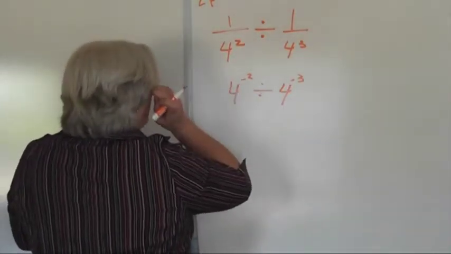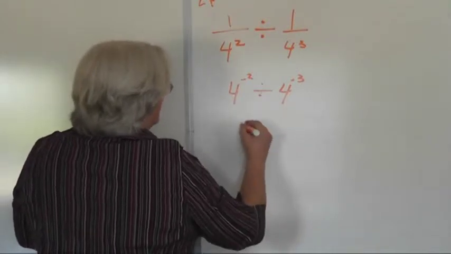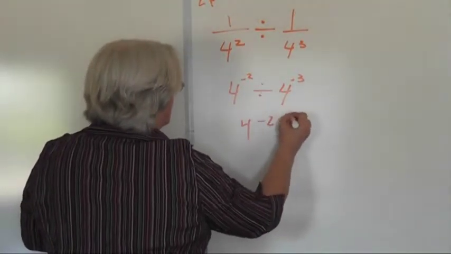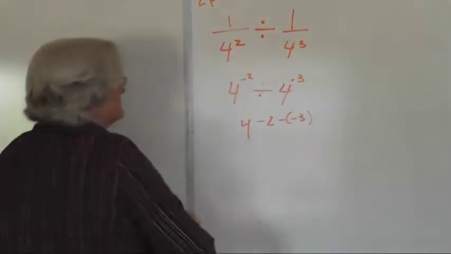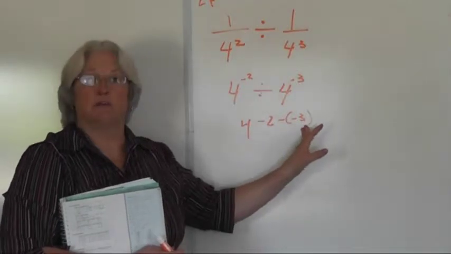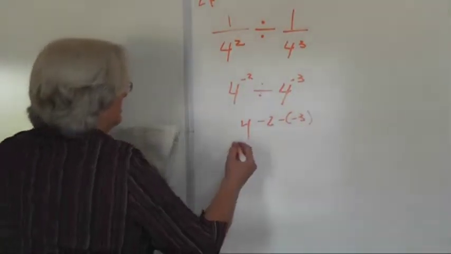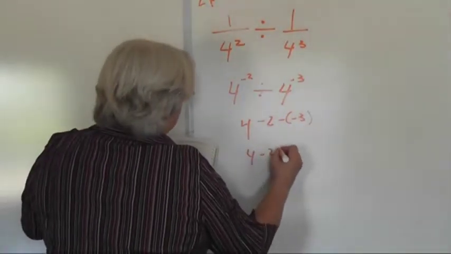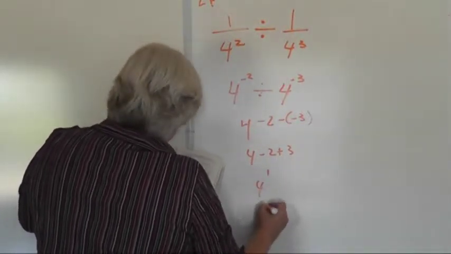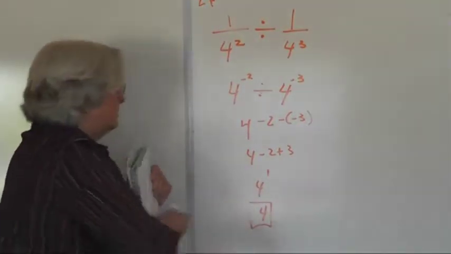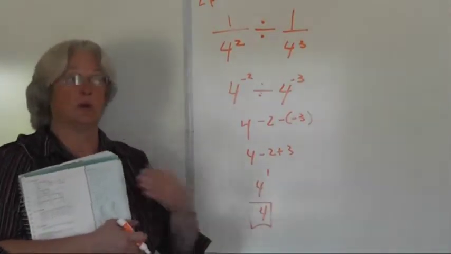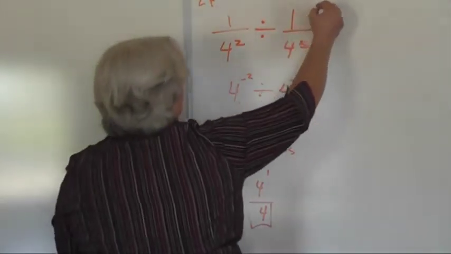When you divide exponential expressions that have the same base, what do you do? You subtract the exponents. 4 to the minus 2 minus a negative 3; minus a negative is addition. 4 to the negative 2 plus 3 becomes 4 to the first, which of course is 4. Okay? Let me show you an alternative way to do that.